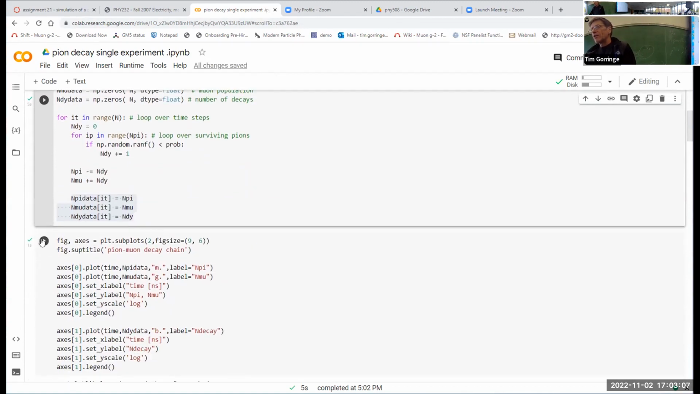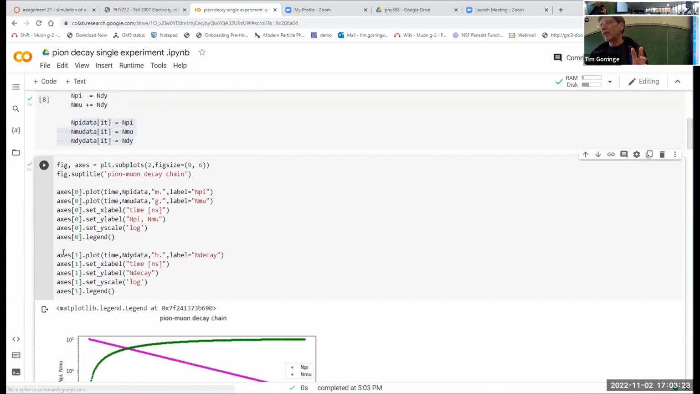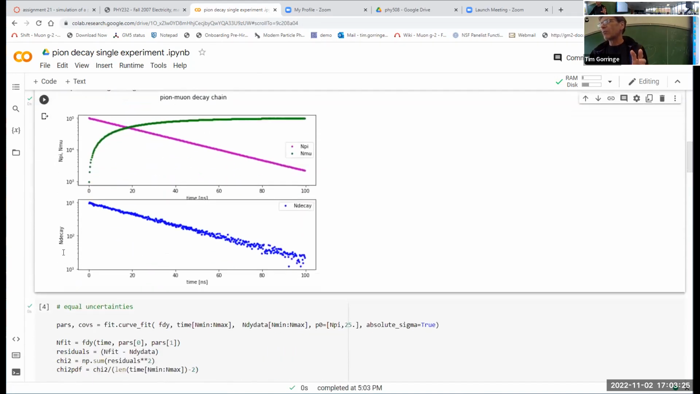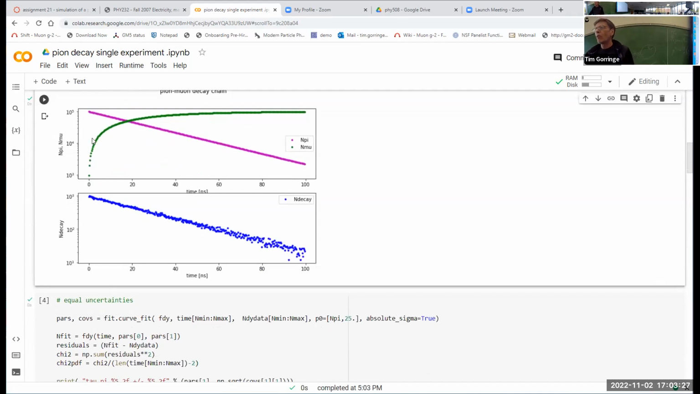And now I can just check it makes sense by making some plots of the number of pions as a function of time, number of muons as a function of time, and the number of decays as a function of time. So that's just this cell here. I'll just look at the plots. Top one is the populations and the lower one is the decays.